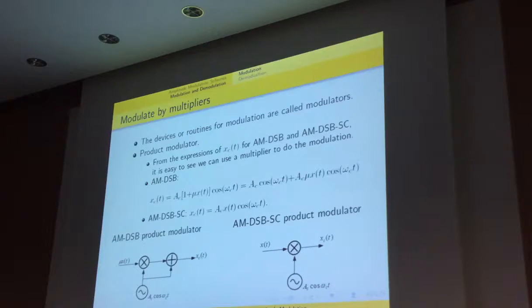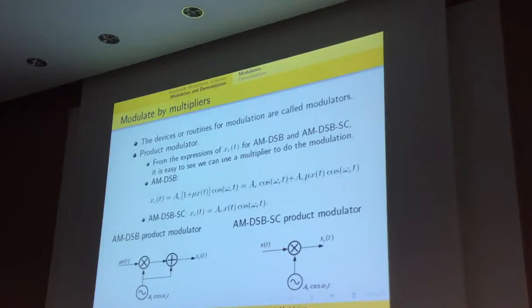Okay. So from the expressions of AM-DSB and AM-DSB-SC, it's clear that we definitely need a multiplier, right? Because here we can see a multiplication of the carrier signal with the envelope. Here we can see the message multiplied with the carrier. So we definitely need a multiplier. A modulator with a multiplier is called a product modulator.